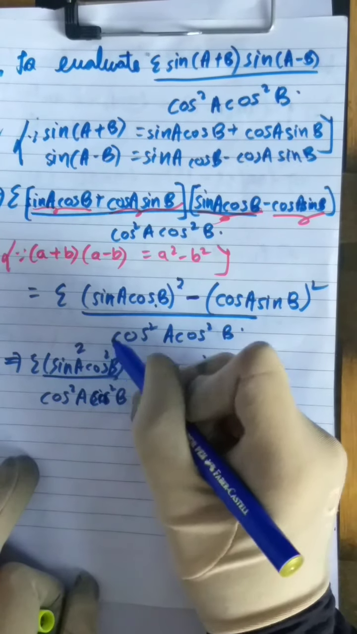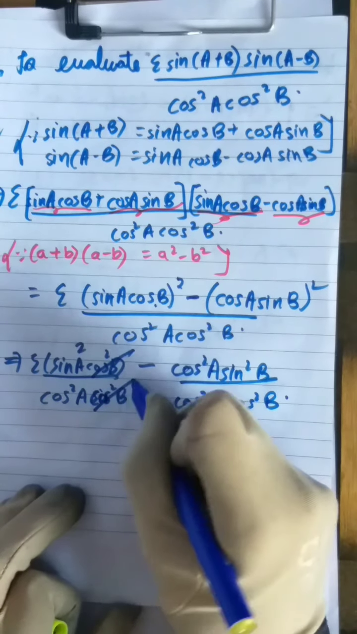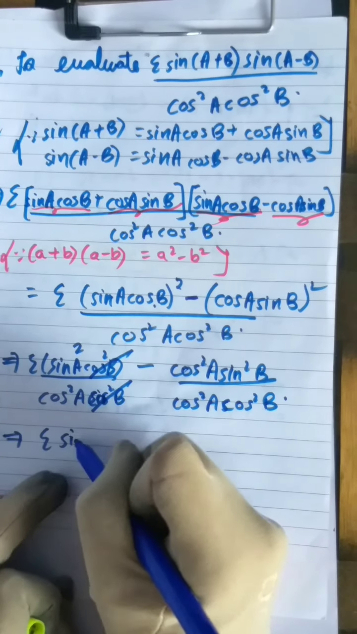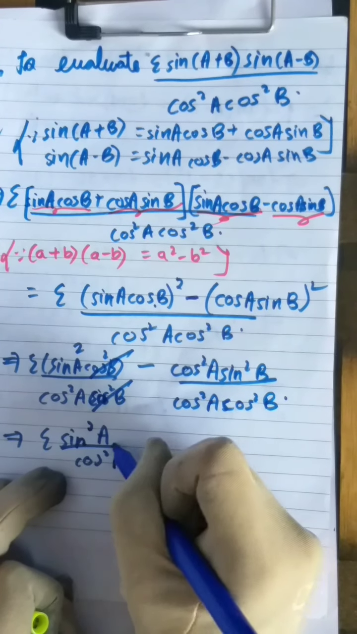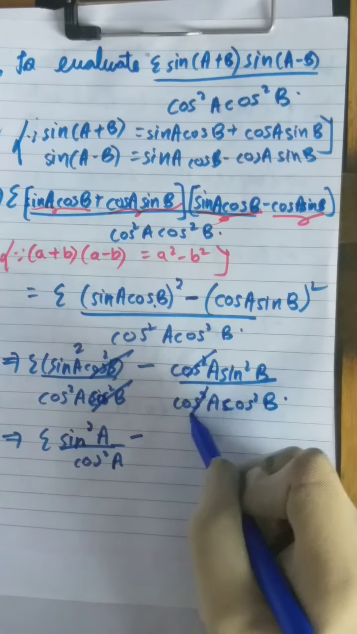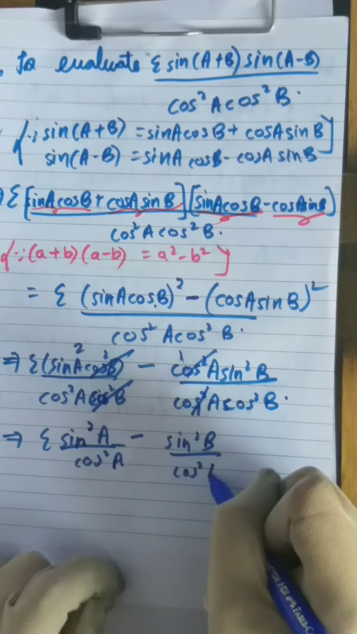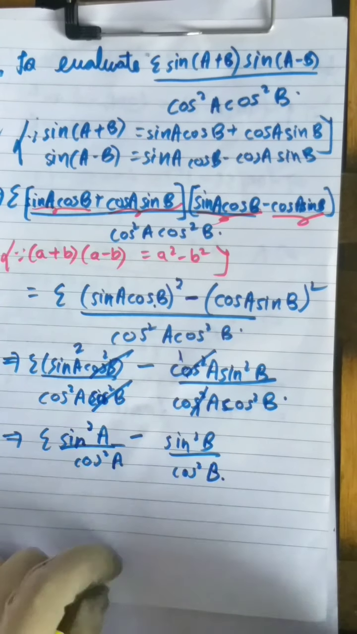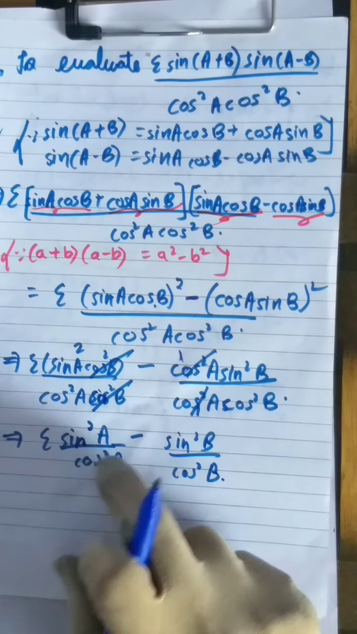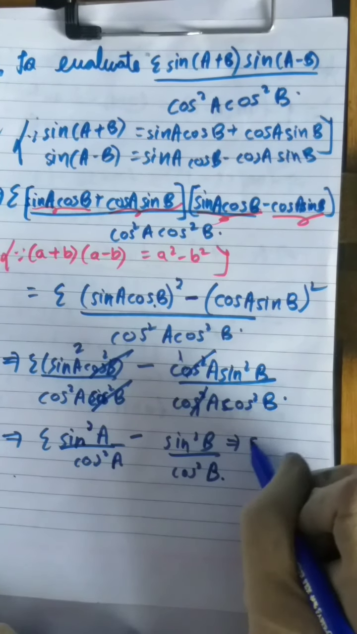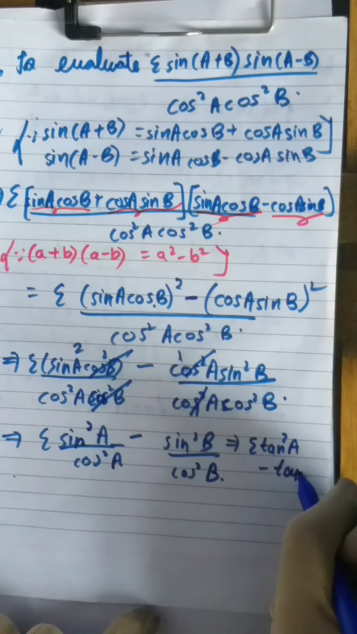Now here we have cos square B, and here also we have cos square B, so they cancel. So what is left? Sigma, sin square A by cos square A is left, minus; cos square A and cos square A will get cancelled, and what will be remaining? Sin square B by cos square B. So if you observe this, it is in the form of sin square A by cos square A. We know sin theta by cos theta is tan theta, so sin square theta by cos square theta will be tan square theta. So this can be written as sigma of tan square A minus tan square B.